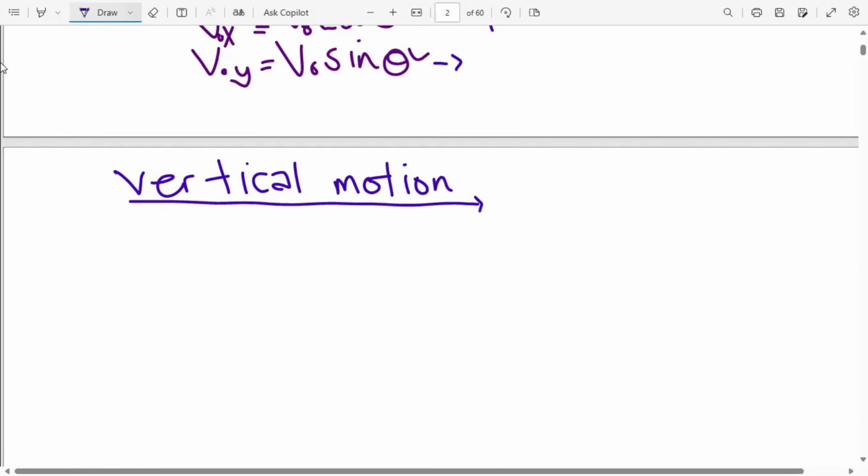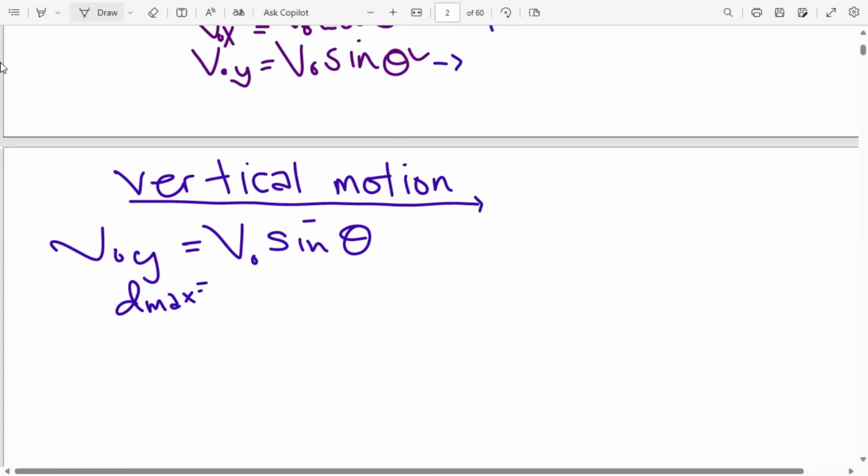Let's look at vertical motion. One of the things we're going to find is the components of vertical motion. We're going to have the initial velocity in the y, v initial in the y, which will be equal to the initial velocity that we've been given times sine theta. Then we can also look at the maximum displacement in the y, d max in the y.